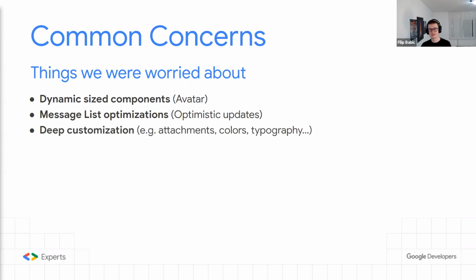And finally, we had some thoughts about deep customization and how we're going to apply things like attachments or custom attachment factories, colors, and typography to all of our components in one go. And we actually decided to build our own theme, which I'll talk about in a moment as well. And that solved our problem in a much easier and much more straightforward way than we could build it in XML or regular Android View toolkit.